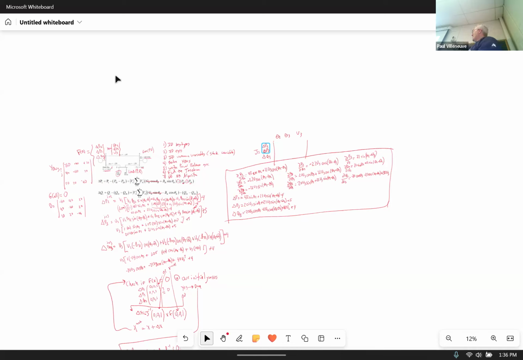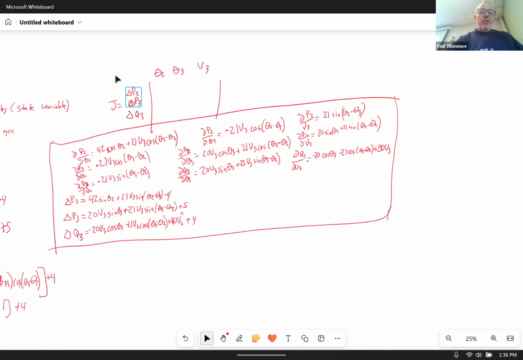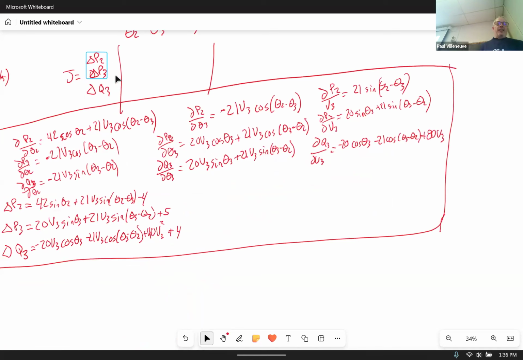Just like if I said, I have a question for you. Tell me what 42 cosine theta 2 plus 21 V3 cosine of theta 2 minus theta 3 is. If you had a number for theta 2, theta 3, and V3, you should be able to tell me that number, right? Entering it in your calculator. You don't think you could? Yeah, you should be able to, right? So that's what you do in your calculator. In MATLAB, you're doing the same thing. You're just giving it variable names so that you can update it each and every time.